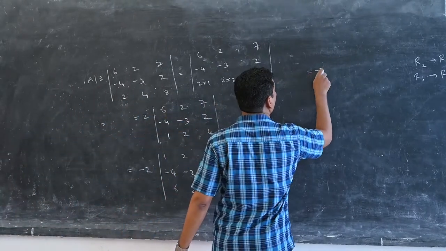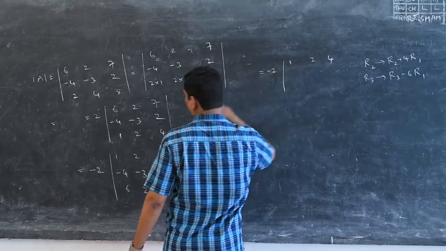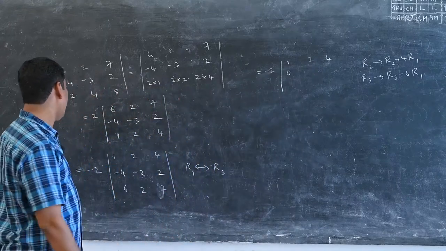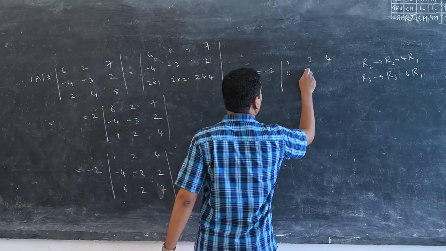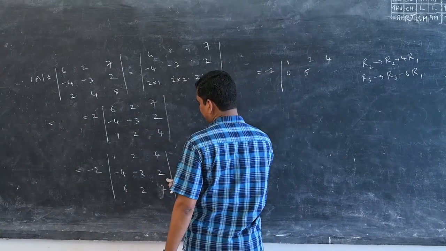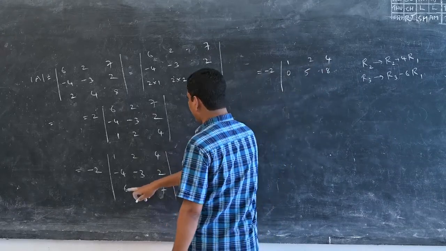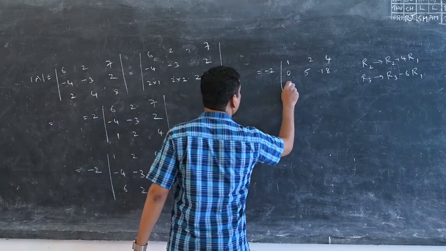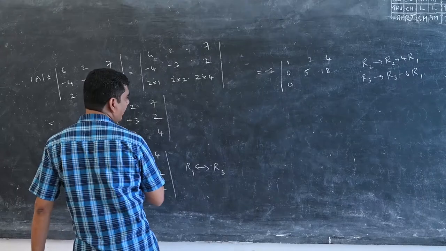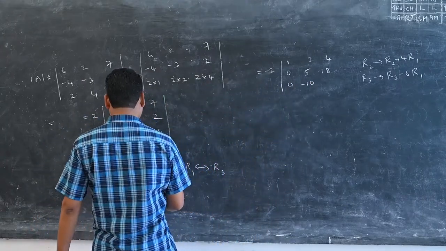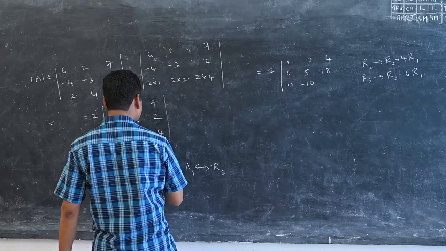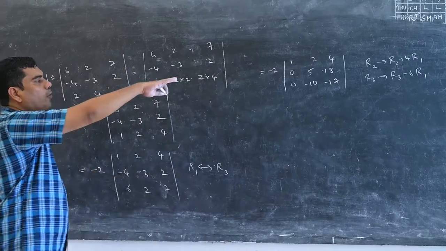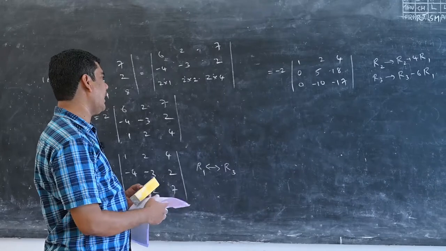So it is minus 2 into the determinant of 1, 2, 4. R2 goes into R2 plus 4R1. Minus 4 plus 4 into 1, 0. Minus 3 plus 4 into 2, it is minus 3 plus 8, 5. 2 plus 4 into 4, it is 18. R3 goes into R3 minus 6R1. 6 minus 6 into 1, it is 0. 2 minus 6 into 2, 2 minus 12, minus 10. 7 minus 6 into 4, 7 minus 24, it is minus 17. If you do these two row operations, the determinant remains unchanged.